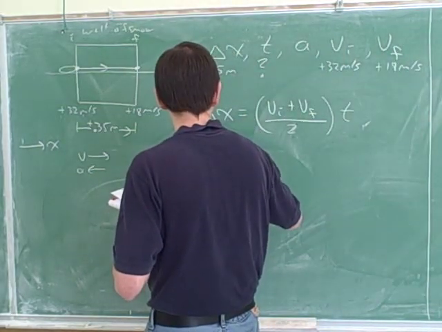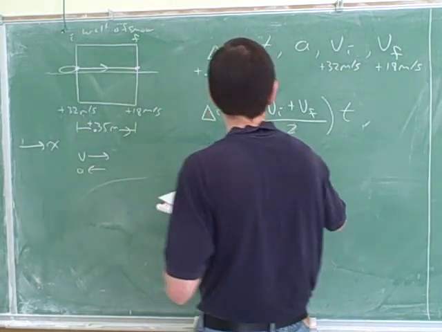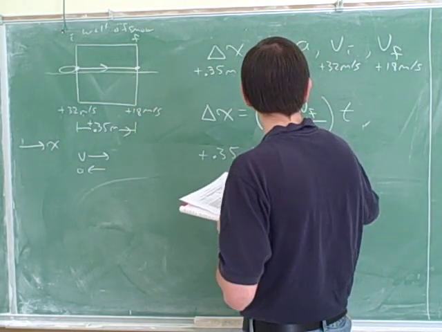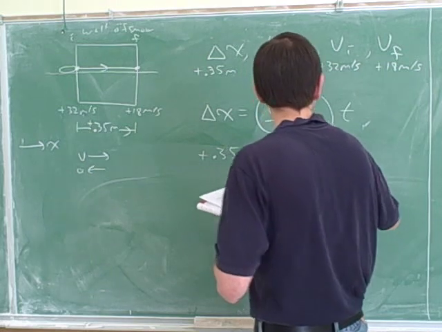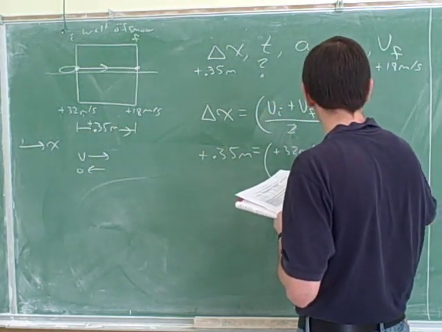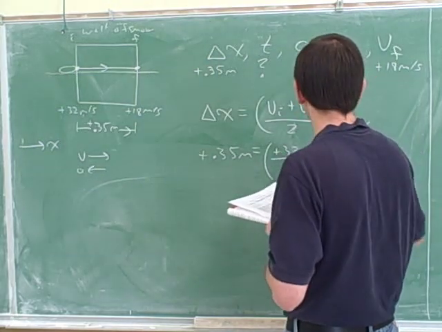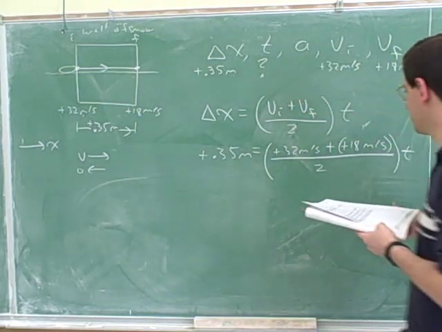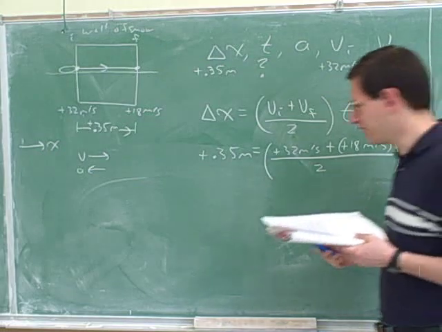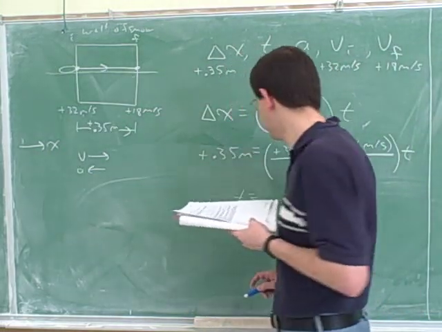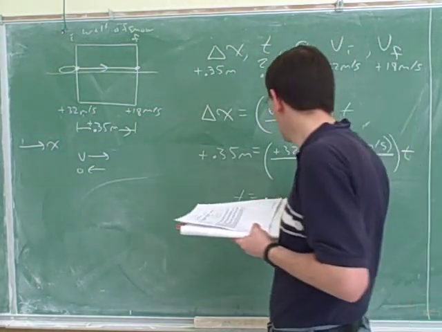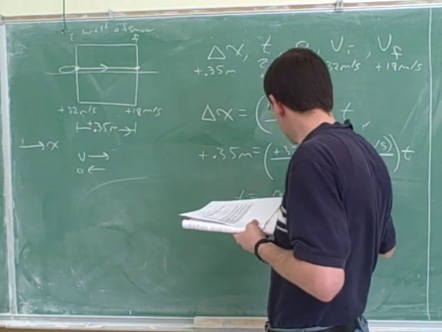Positive 0.35 meters equals positive 32 meters per second plus positive 18 meters per second over 2 times the time. And then you solve this by algebra, and what answer did you get? 0.014 seconds. I think that's what I got too, so that looks good.